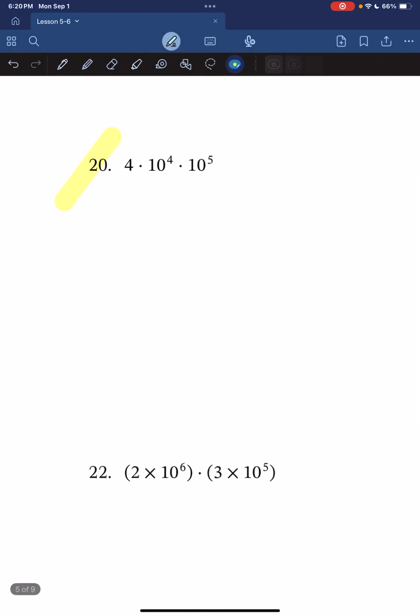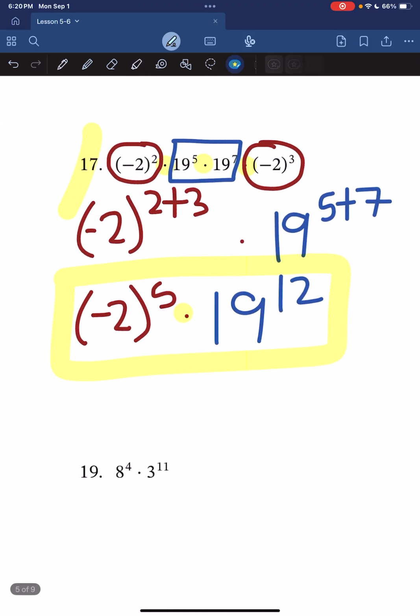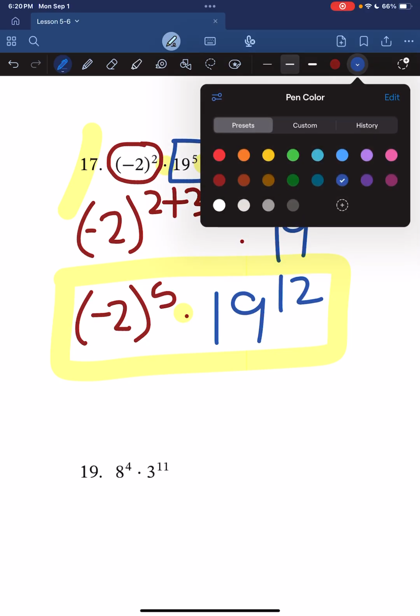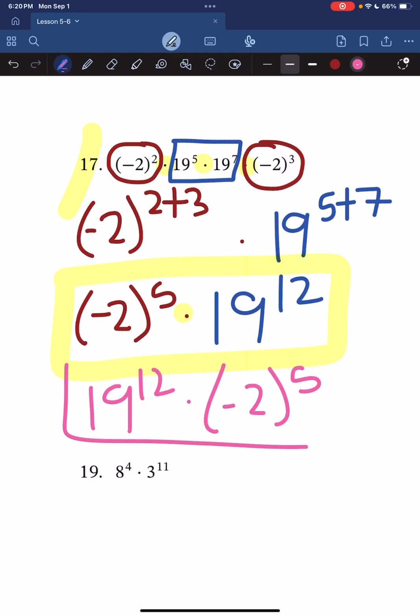All right, I'm going to come down here. Same thing. Oh, one more thing. Let me go back. I'm sure some of you may be asking yourself, doesn't matter what order we write it in? Can I write the 19 first? Yes, you can absolutely swap these around if you'd like to. This could be 19 to the 12th times -2 to the 5th. That's fine too. Okay, either one. And I know someone's like, that's the commutative property. If you said that, you'd be right.